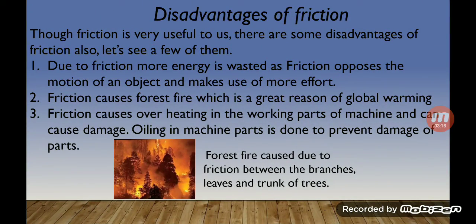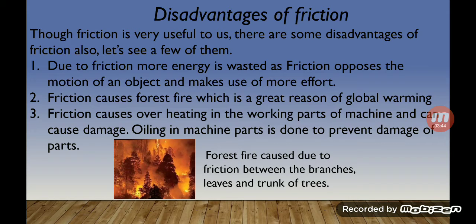Disadvantages of friction. Though friction is very useful to us, there are some disadvantages of friction also. Let's see a few of them. First, due to friction, more energy is wasted, as friction opposes the motion of an object and makes use of more effort. Second, friction causes forest fire, which is a great reason of global warming.